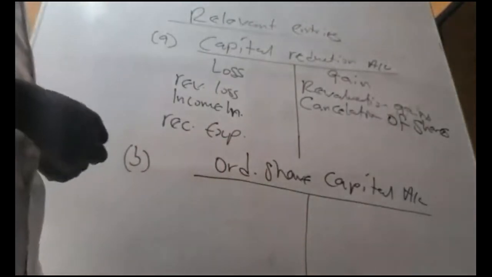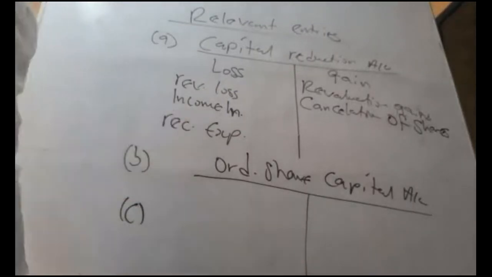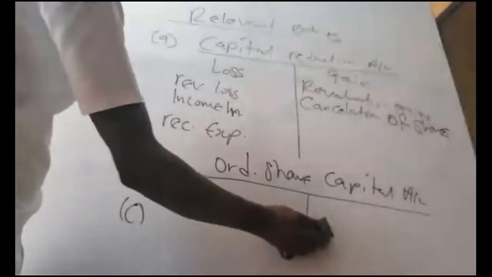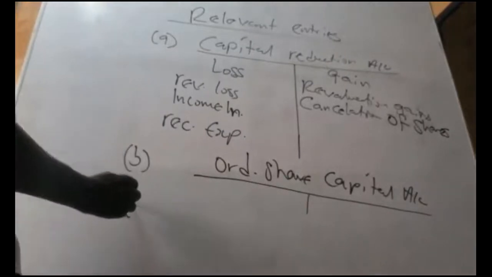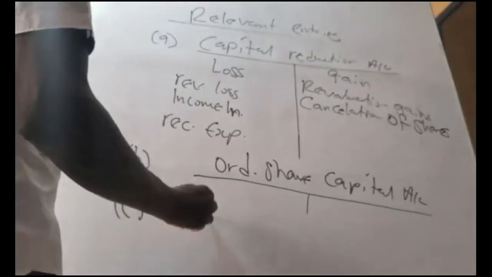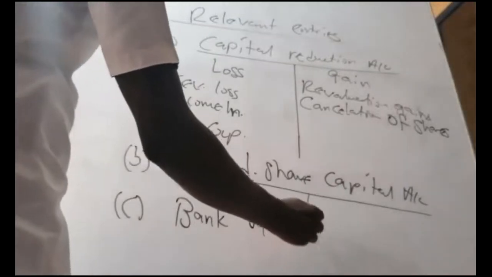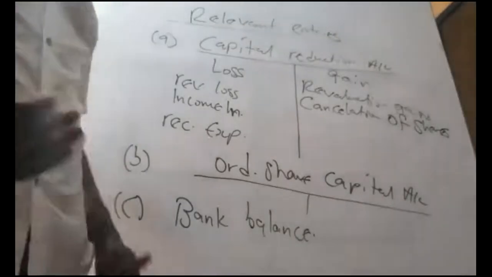And then basically, let me add one more to it. Preference shares. And then your bank. If I stop me writing preference share, I'll even write the bank balance. So the C should be the bank balance. Bank balance. Very important. Because in the scheme, someone has to bring money, someone has to pay.